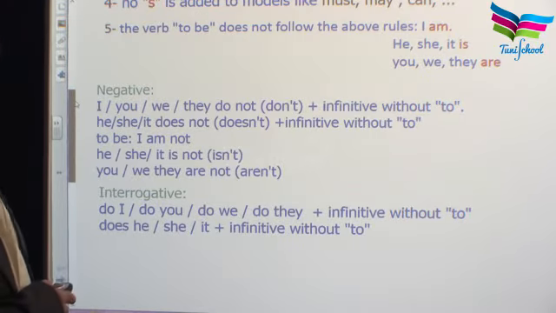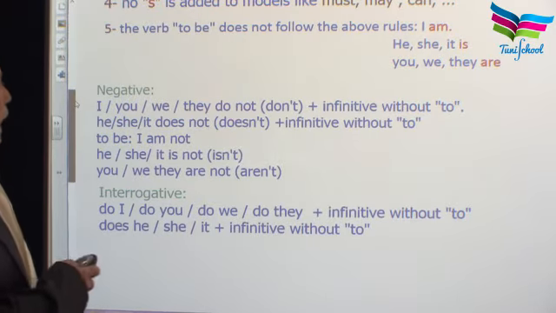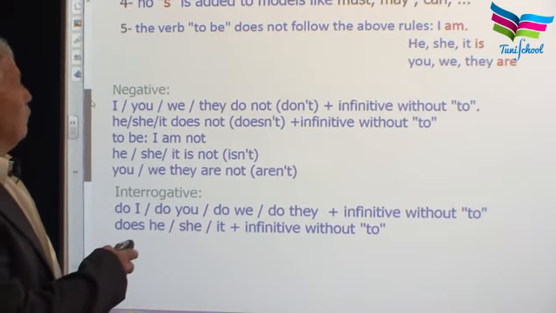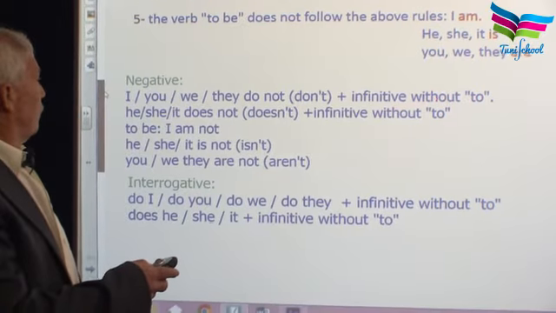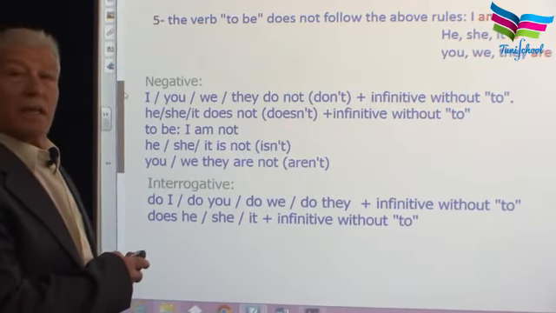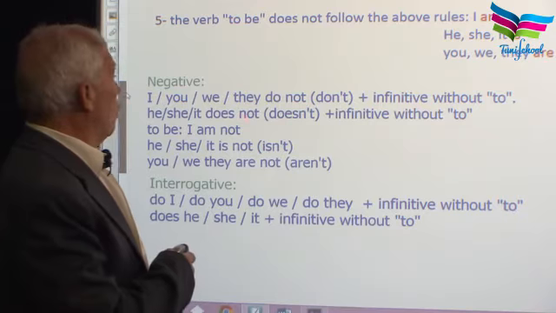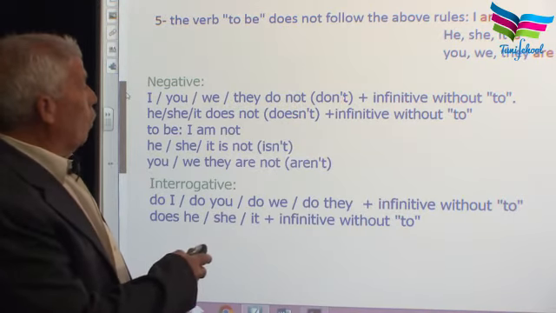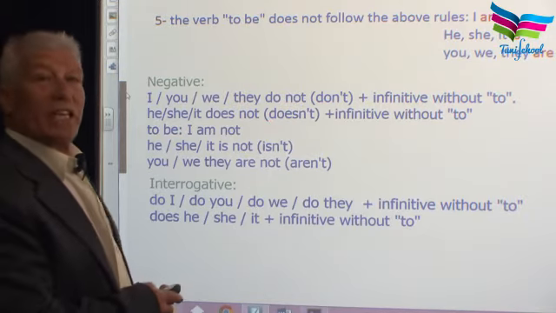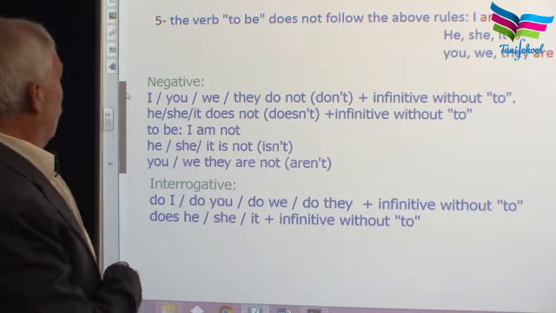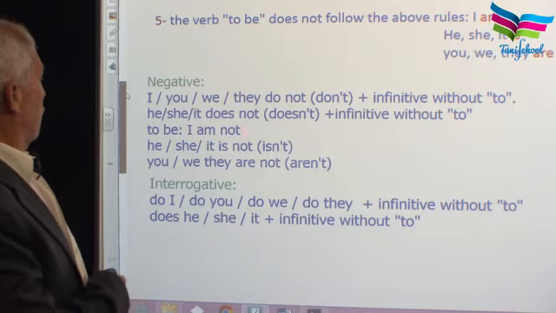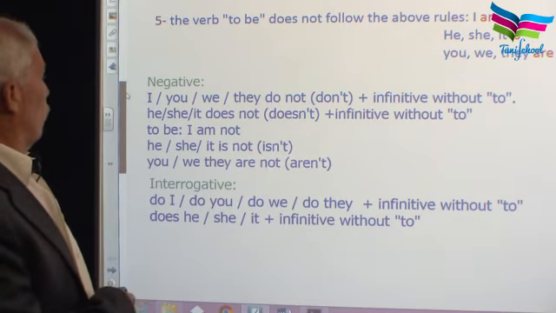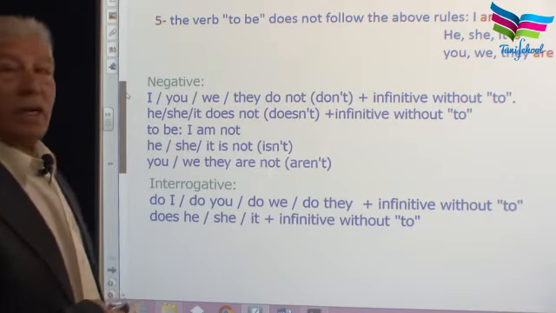In the negative form, we add do not plus the infinitive, or do not or does not. And we have the contracted form, which is don't, doesn't, plus the infinitive without to. To be: I am not. He, she, it isn't or is not. You, we, they are not or aren't.